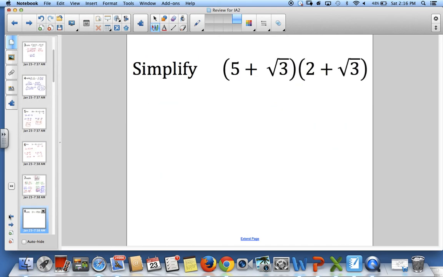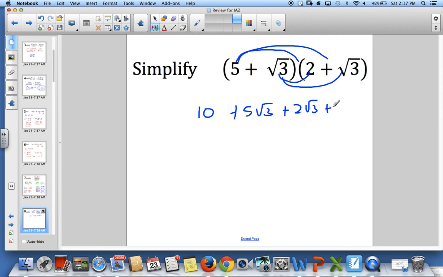And for this problem, we're going to multiply, basically we just go through our method of FOIL. So 5 times 2, that's 10. 5 times square root of 3 is plus 5 square root of 3. And now I'm going to go this way. Square root of 3 times 2 is plus 2 square root of 3. Square root of 3 times square root of 3 is just 3, plus 3. So when I combine that together, I get 13 plus 7 square root of 3, and that's the final answer I'm looking for here. All right, next problem.